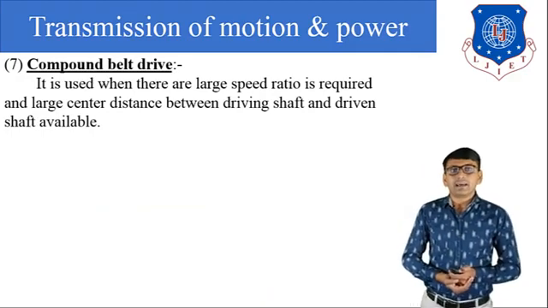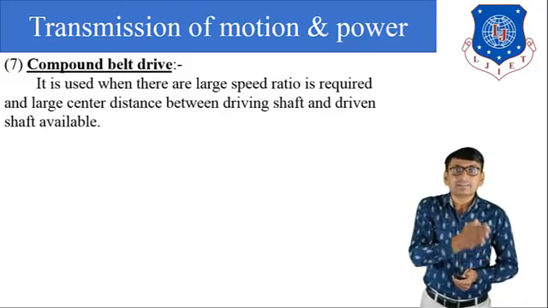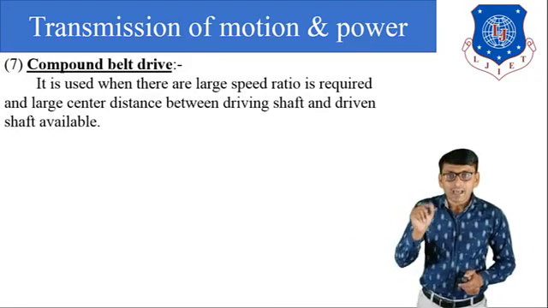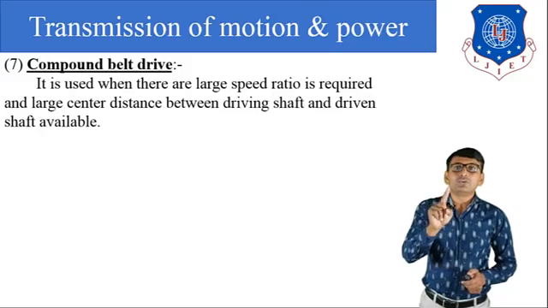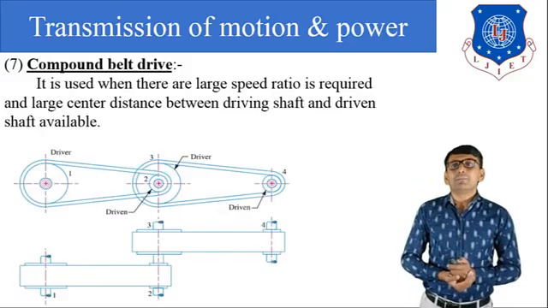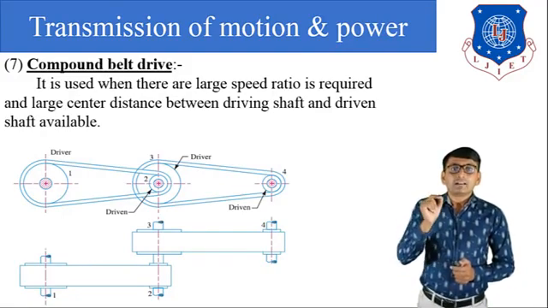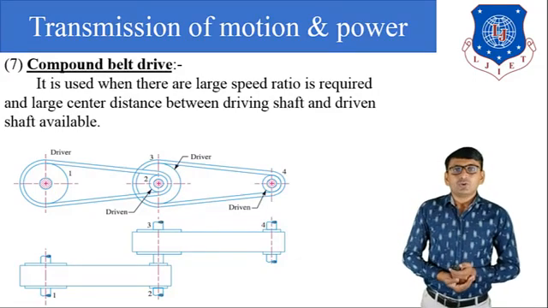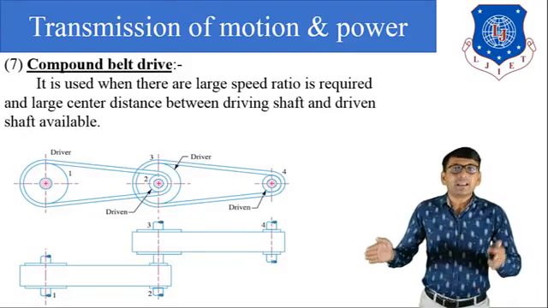Now the 7th one, that is compound belt drive. It is used when a large speed ratio is required and a large center distance between the driving shaft and driven shaft is available. So when there is a large center distance between the driving shaft and driven shaft, then compound belt drive is used. This is the diagram of a compound belt drive. In this diagram, there is a driving pulley, a driven pulley and an intermediate pulley.